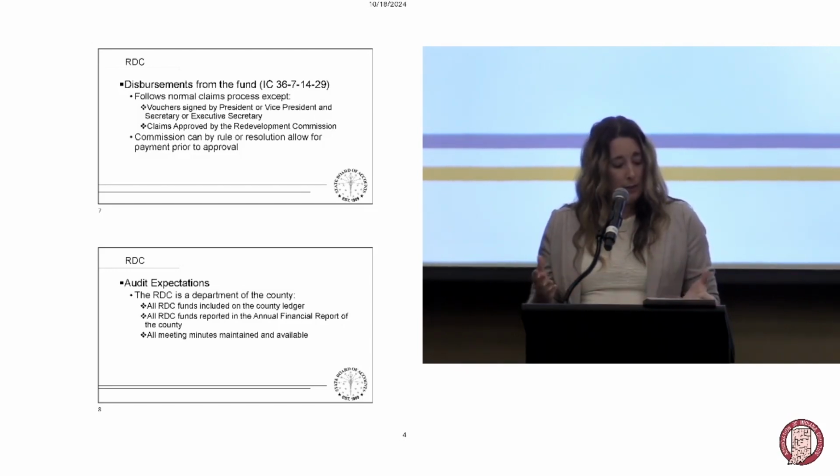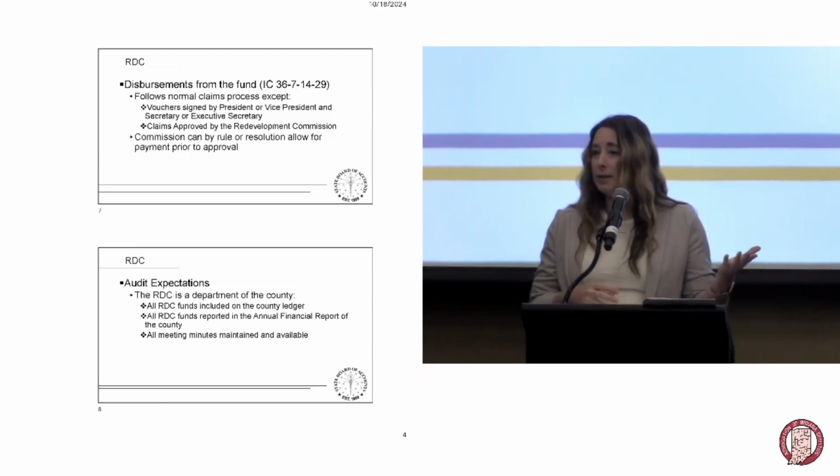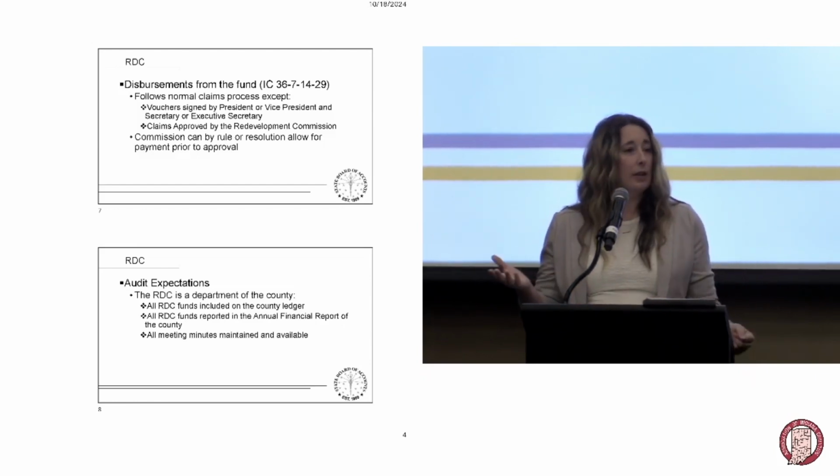The vouchers do need to be signed by either the president or vice president and the secretary or the executive secretary, okay, for approval.